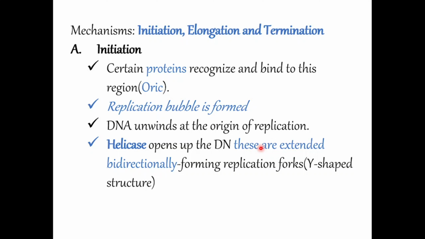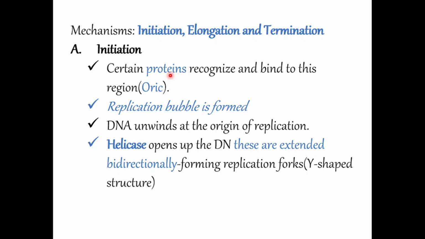What are the mechanisms? There are generally three mechanisms, three processes. The first is initiation, then elongation, and termination. Let us see the details of each process. In initiation, certain proteins recognize and bind to the origin of replication, or OriC. They recognize that region, the region which is rich in AT nitrogenous bases. So they detect that region and bind to it.